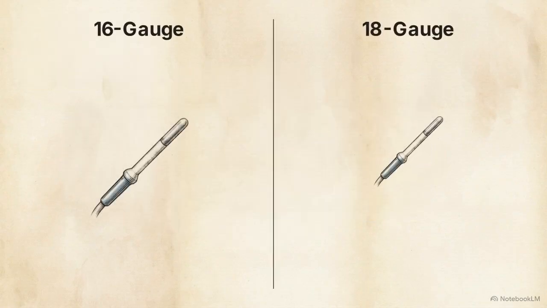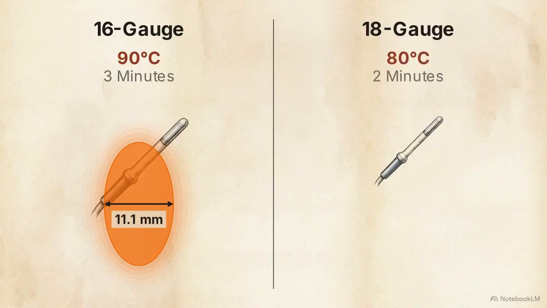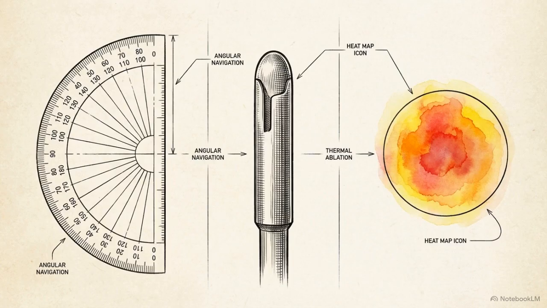This chart shows how lesion size scales with needle gauge and heat duration. A 16-gauge needle at 90 degrees for 3 minutes yields an 11.1 millimeter lesion, whereas an 18-gauge needle at 80 degrees for 2 minutes produces a smaller 7.6 millimeter lesion. Halting the pain signal through radiofrequency ablation relies on the rigorous application of geometric orientation and applied thermodynamics.